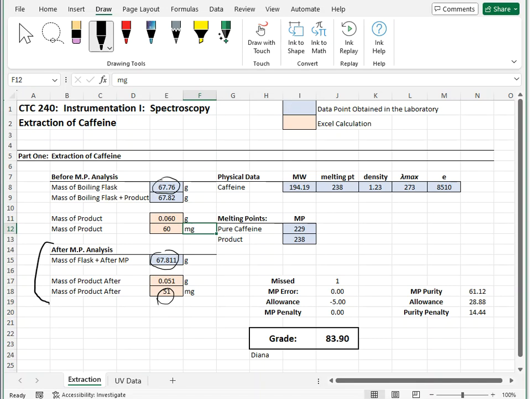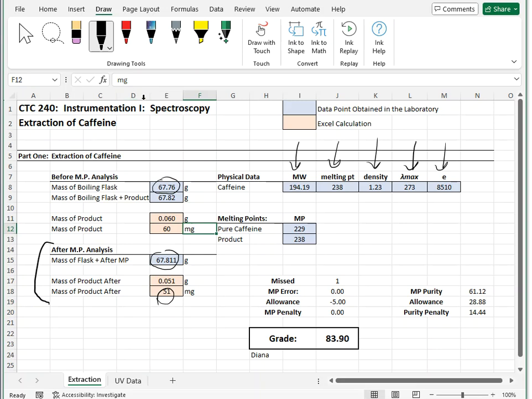If you get a little bit lazy with the particulars of the caffeine UV data, here's the molecular weight for caffeine, the melting point of 238, the density of 1.23. The lambda max here is 273 for caffeine, if you find it in a reference book, and the molar absorptivity for caffeine is going to be 8510. We will need those values sooner or later in order to do some of these calculations for part B when it concerns UV. But now, there are your reference points.